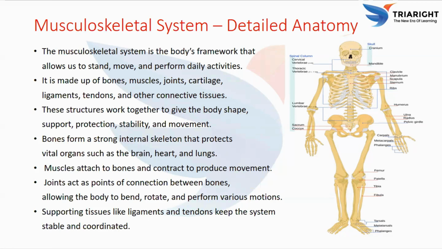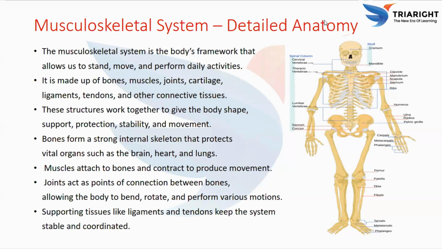So what are bones? These are the hard parts that make our skeleton. Muscles are the tissues that help us to move. Joints are the places where two bones meet. Cartilage is a soft, flexible tissue that cushions the joints. Ligaments are the strong bands that connect bones to bones. Tendons are the cords that connect muscles to bones. There are also other connective tissues that support and hold everything together.